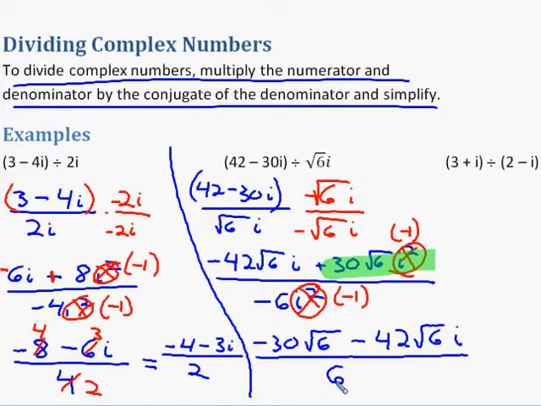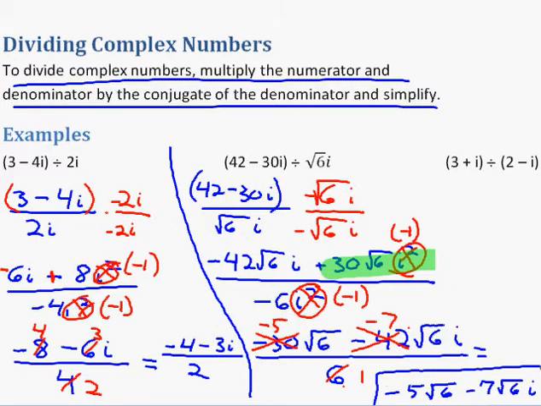This actually also can be reduced. These can all be reduced by 6, not inside the square root, but outside. Each of these is a multiple of 6, so 6 goes into this once, 6 goes into that, we'll put negative 5 and negative 7. And so our answer, we're squeezing in our answer here. We're going to have to adjust some things. But we got negative 5 root 6 minus 7 root 6i. And so that's our answer there for that second one.